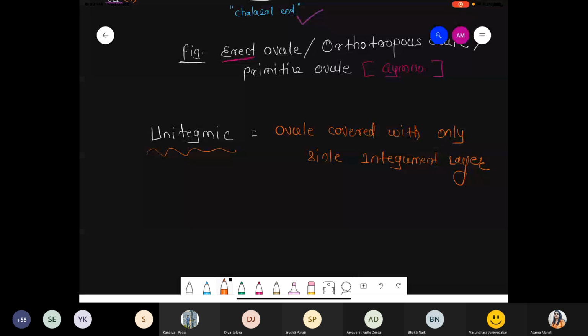When you compare this point with angiosperm, angiosperm में दो tegmic layers present होते हैं, bitegmic, because two integument layers are present in the angiosperm ovule. But here we are talking about gymnosperm. So the gymnospermic ovule is covered with a single layer. That's why these are called unitegmic. Ovule protected with a single integument layer. Got it?